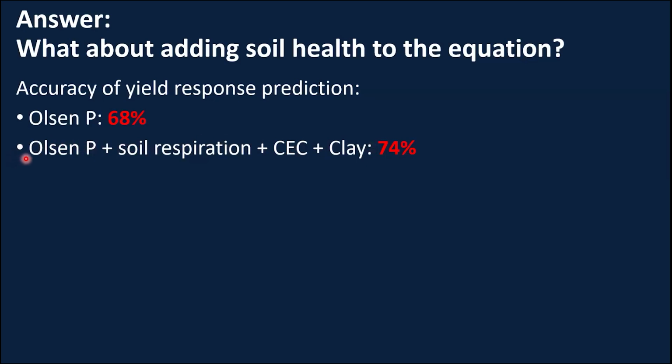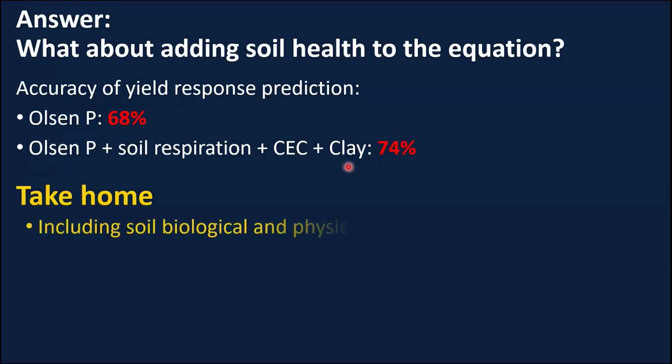So we're working with farmers to see, can we use these ones, focusing on these ones here? Can we use these ones with your field information to be able to improve the accuracy of the recommendation? So take home, including these biological and soil properties can improve our phosphorus recommendations.